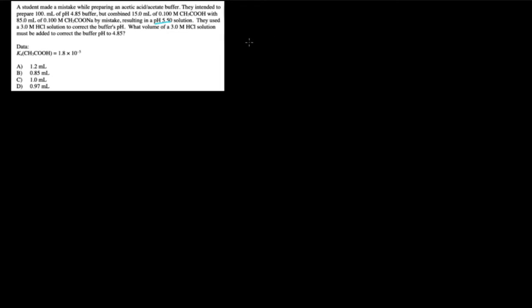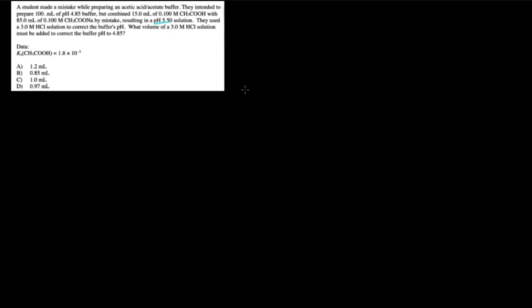Hey everyone, so today we're going to tackle this buffer problem, and I'll start by reading it out. A student made a mistake while preparing an acetic acid acetate buffer. They intended to prepare 100 milliliters of pH 4.85 buffer, but combined 15 ml of 0.1 molar acetic acid with 85 milliliters of 0.1 acetate by mistake, resulting in a pH of 5.5.